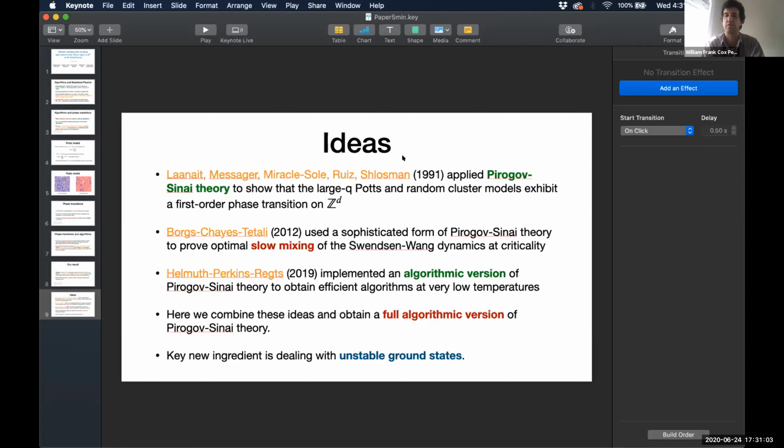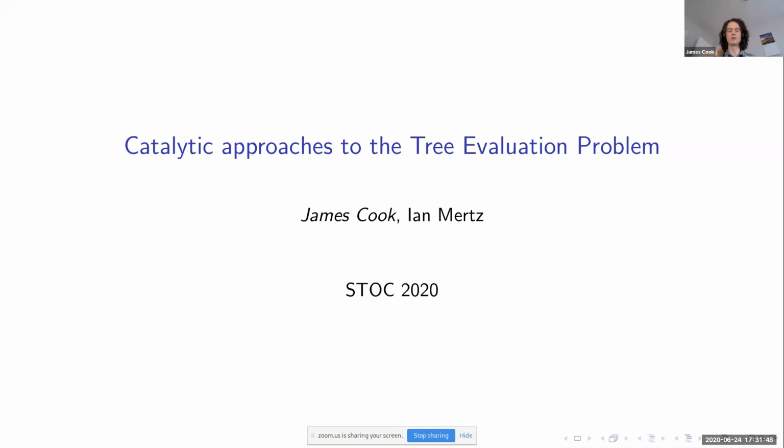Yep. Okay, go ahead. So this is joint work with Ian Mertz. We found a new algorithm for something called the tree evaluation problem. So I'll start by giving a little bit of context.